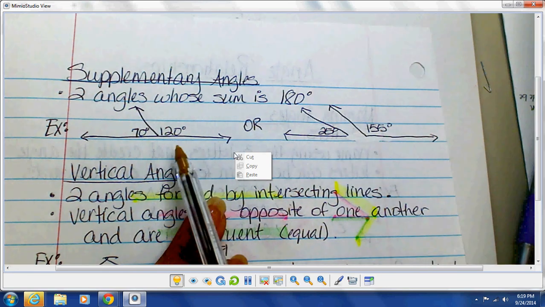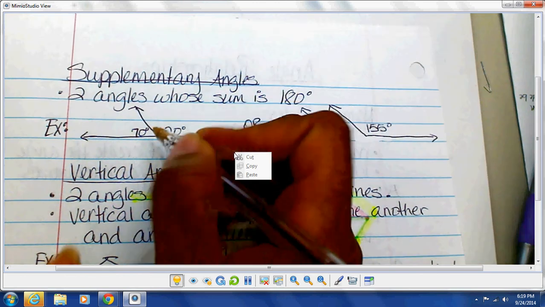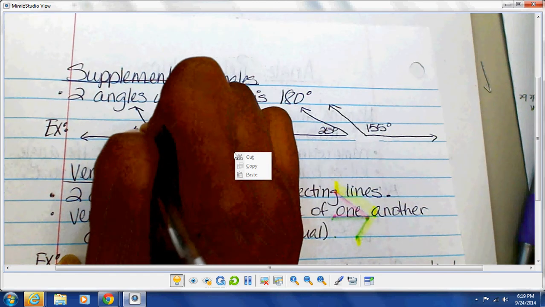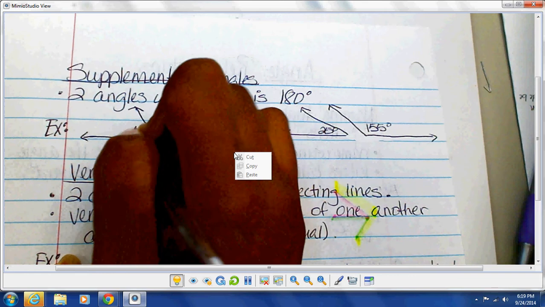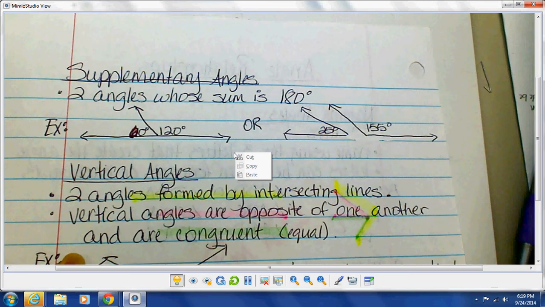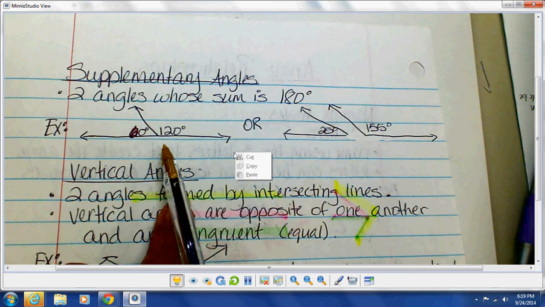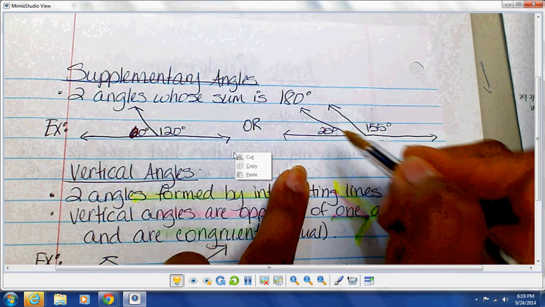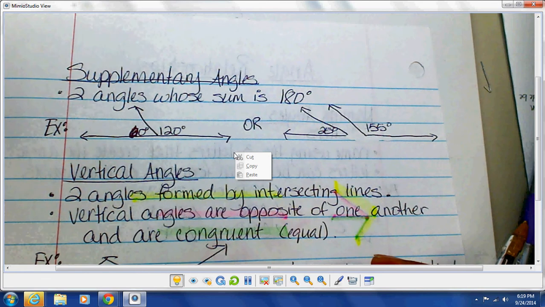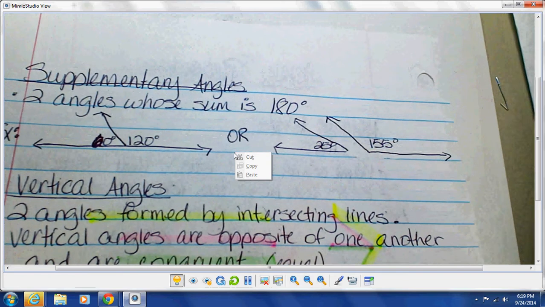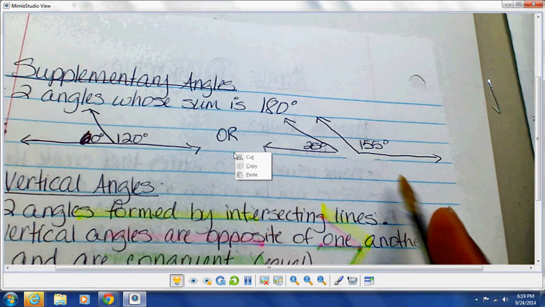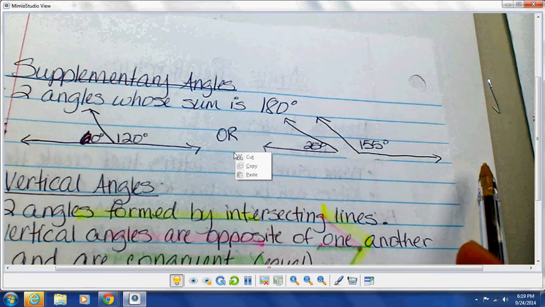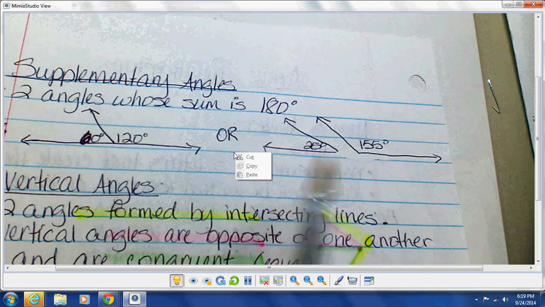But if you notice both cases, 70 plus 120, sorry, that should be 60, guys. 60 plus 120 is 180. And then that's 25 sitting inside there. I can make it a little bigger for you. 25 plus 155 is 180 degrees. So that's why those are supplementary angles.